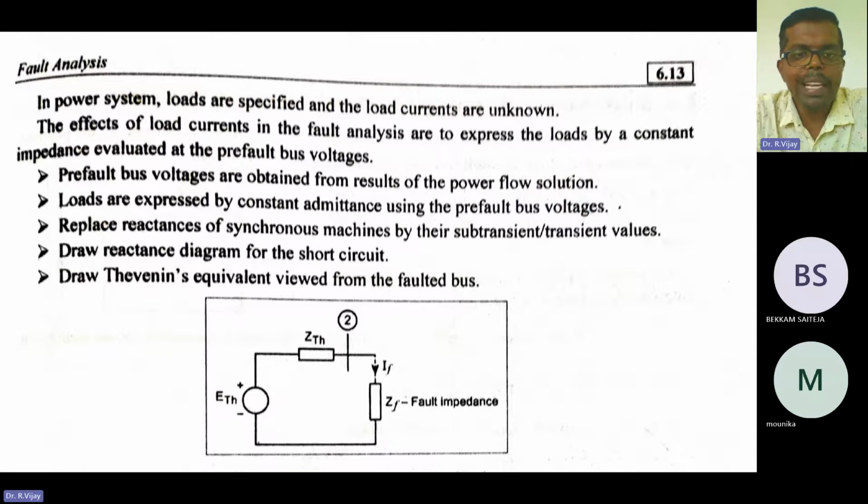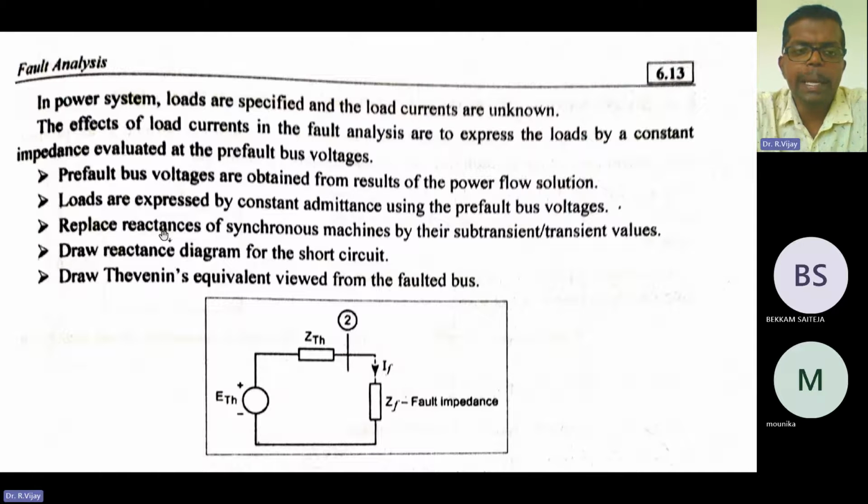The loads are expressed by the constant admittance using the pre-fault bus voltages. So we are expressing the loads by using the pre-fault bus voltage with the constant admittance or impedance. It depends on what perspective we have taken for that fault analysis. Sometimes we mention the constant admittance, sometimes we mention the impedance.